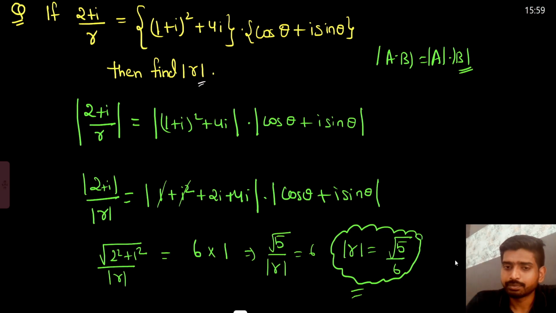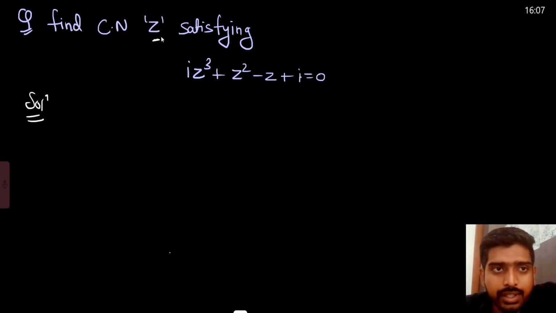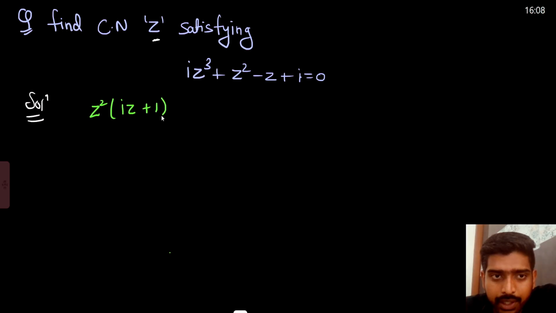Got it? Now in this question they said find the complex number z which will satisfy this equation. They have given an equation i z cube plus z square minus z plus i is equal to 0. Got it? So here we'll try to factorize this one. From the first two terms, can I take z square common? If I take z square common, here I'll get i z plus 1.